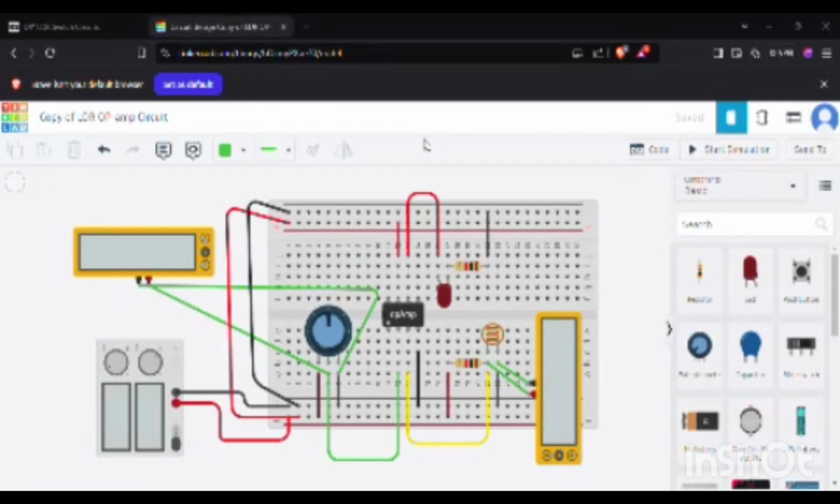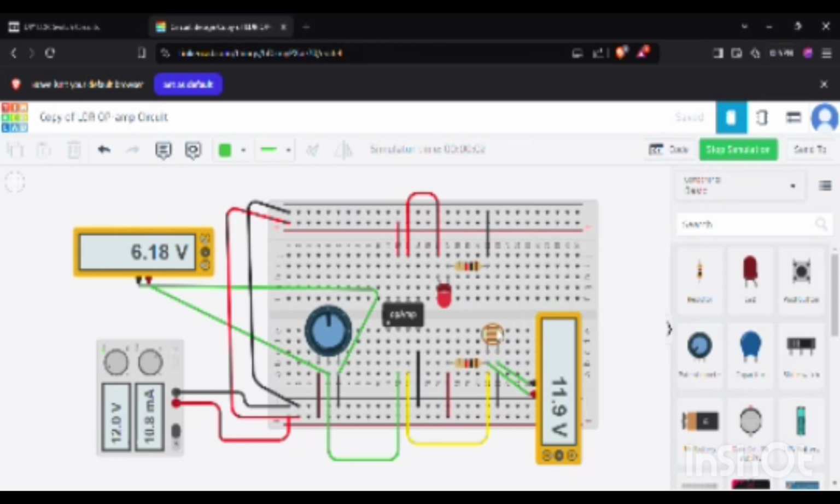So this is the simulation of the light activated switch circuit using LDR and op-amp. Here an LDR is used and a resistor is used. Then this is the op-amp, which acts as the comparator, and for the output we will be displaying over here. So when we see the working of this, I will simulate here.